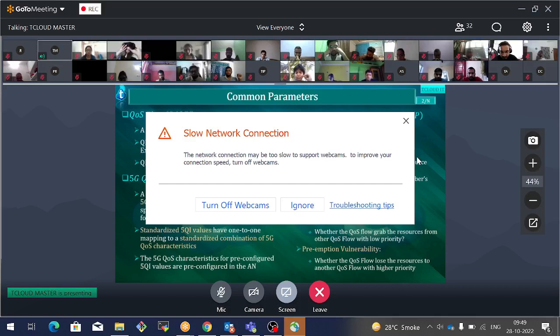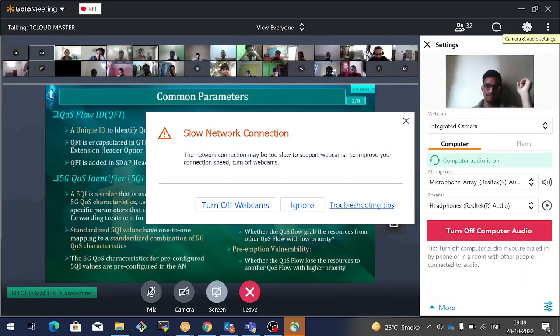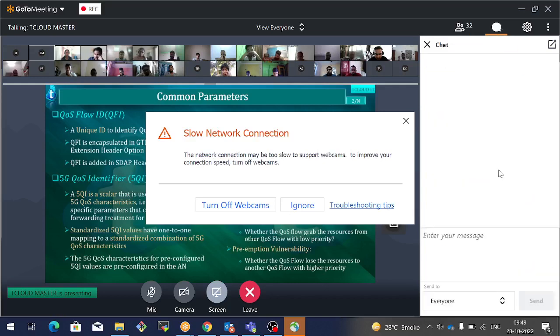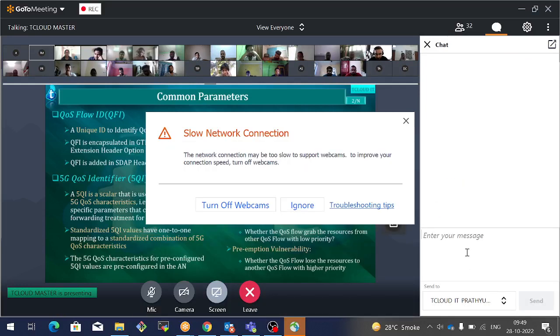So every time a quality of service flow is getting created, these three parameters would be set. What is the priority value for that quality of service flow? Does this QoS flow that is coming up have the capability to preempt others? Or is it also eligible for, or vulnerable to, others trying to preempt this QoS flow? So these three parameters need to be set.